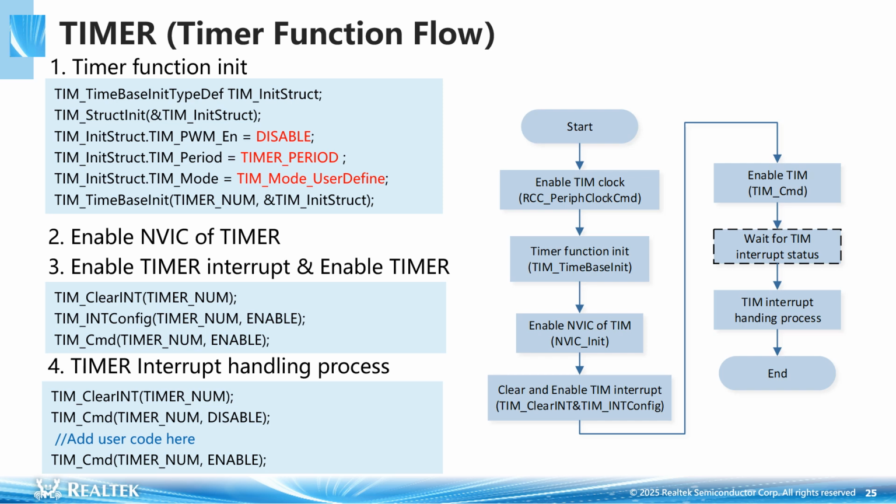The basic operation process of timer is as follows. Step 1. Enable the timer clock. Step 2. Initialize the timer structure, including setting the timing duration and mode. Step 3. Enable the timer interrupt. Step 4. Enable the timer. Step 5. Wait for interrupt trigger. When the counter value decreases from the set value to 0, it will trigger the timer interrupt. In interrupt handling, first, clear the interrupt flag. Second, add user-defined code.